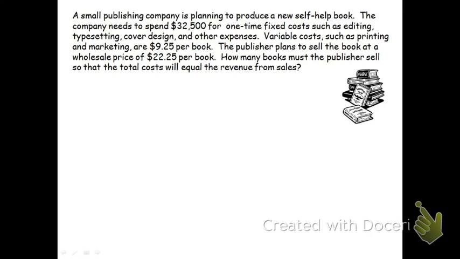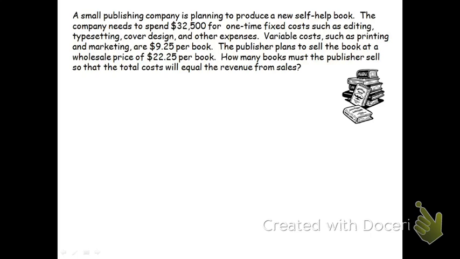Okay, a small publishing company is planning to produce a new self-help book. The company needs to spend $32,500 for one-time fixed costs such as editing, typesetting, cover design, and other expenses. The variable costs, such as printing and marketing, are $9.25 per book. The publisher plans to sell the book at a wholesale price of $22.25 per book. How many books must the publisher sell so that the total cost will equal the revenue from sales?